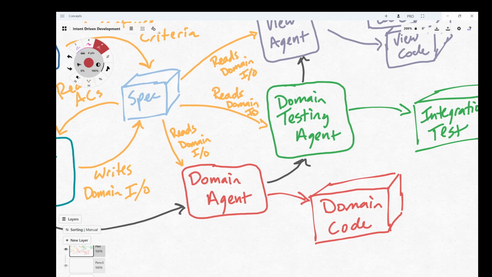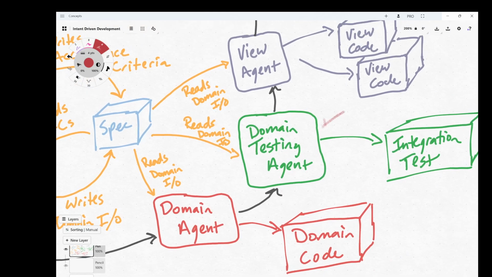The other thing that's going to happen is we've got a domain testing agent here. This is the agent that's going to say, all right, this is what was expected. I need to write tests that prove that happens, particularly on the domain. And I'll talk about the domain in a second here.